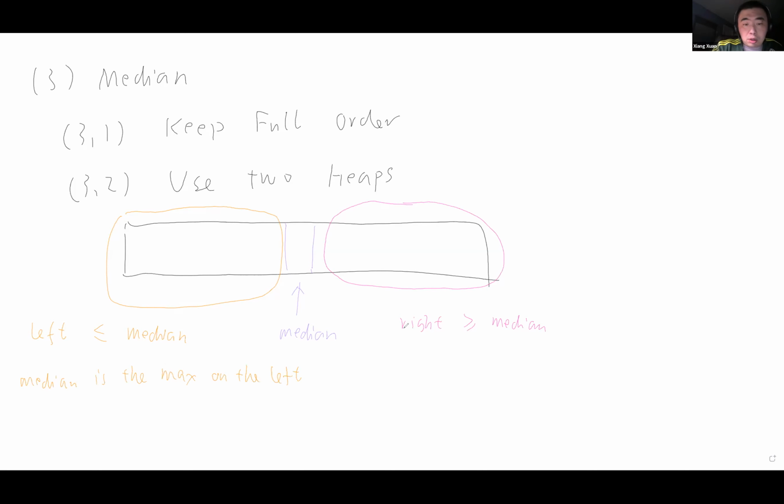By similar reasoning, the median is the minimum on the right. Because of that, we will keep two heaps. We will keep one heap here, which is the maximum heap. Then we keep another here, which is a minimum heap. The next thing we want to do is keep the sizes balanced.